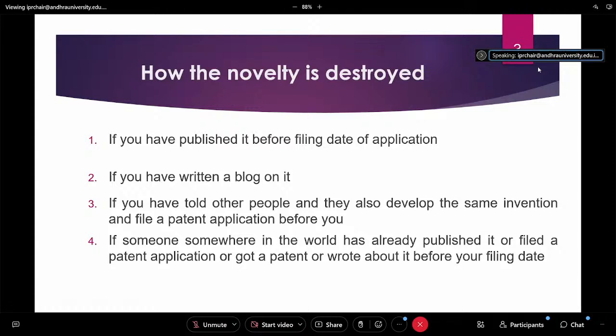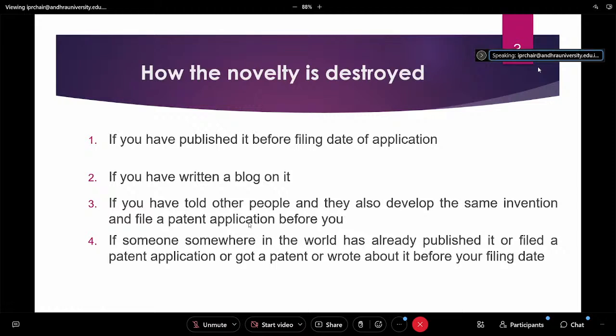Then maybe if you have told other people and they also developed the same invention and filed a patent application before you, then again, you have nothing to say in that, because there is no proof that you told that guy and that guy filed it. So again, your application, the novelty is lost, because now if you file the patent application, it is already there in the patent office database, right? Then I'm just giving you some examples. There can be several other examples of how you can put it in the public forum.